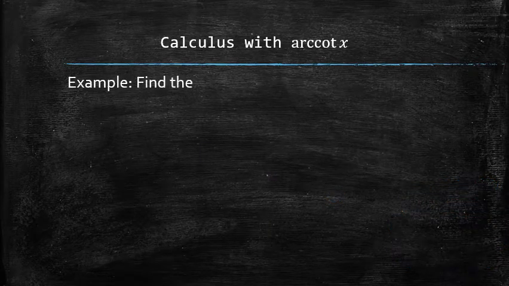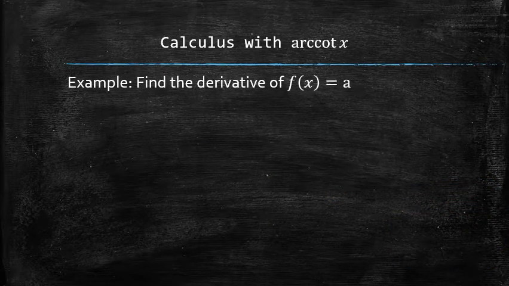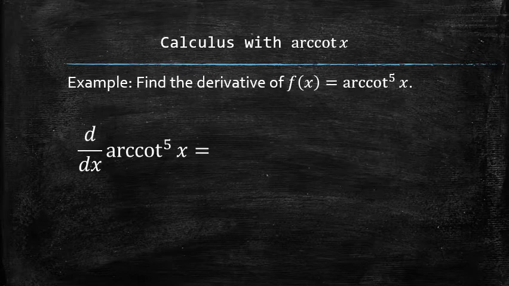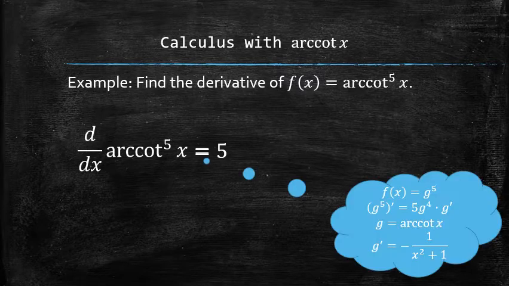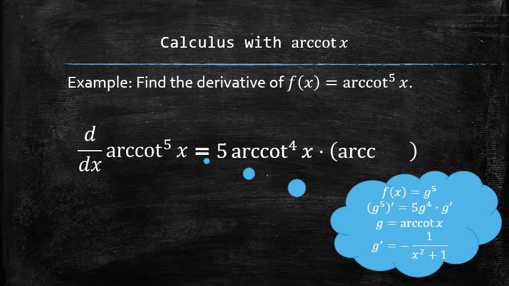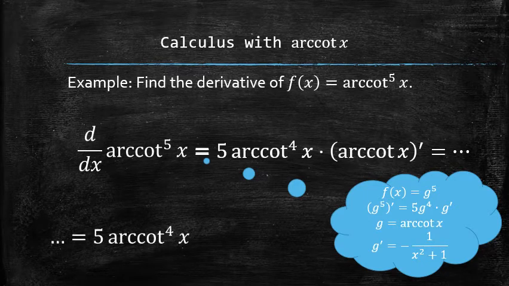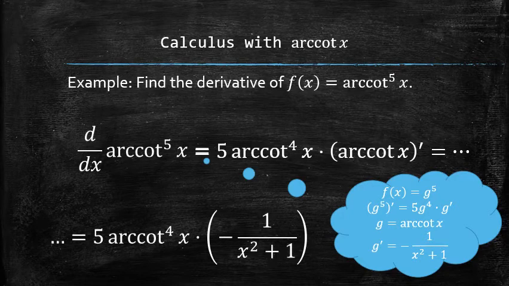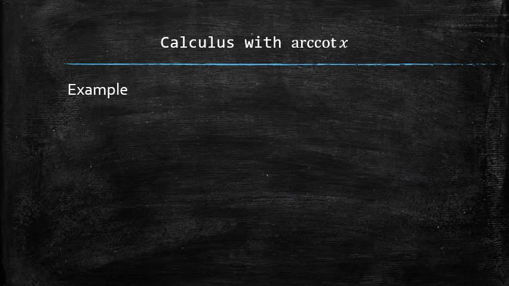Let's do another example. We start the process by recognizing that we have to find the derivative of a composition of the power function applied to the arc cotangent function, which is equal to the following expression, in which we know how to find all the components, and we don't need to simplify anything here. Let's do an example of integration.